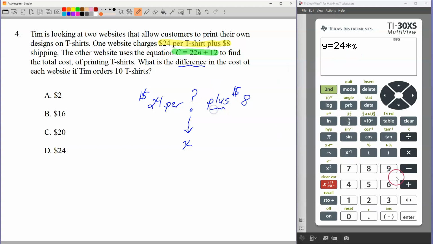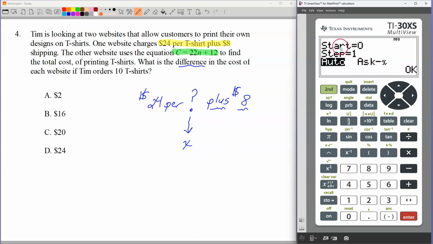Plus, right here, 8 from right here. Now, I have written this thing in equation form on the calculator. The y equal automatically showed up when I hit the table button. And what I'm going to do now is generate a table doing the following. Once I've done this, you got to hit enter, by the way. So I've done this, hit enter.